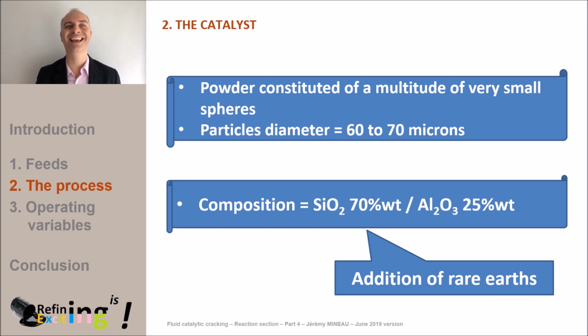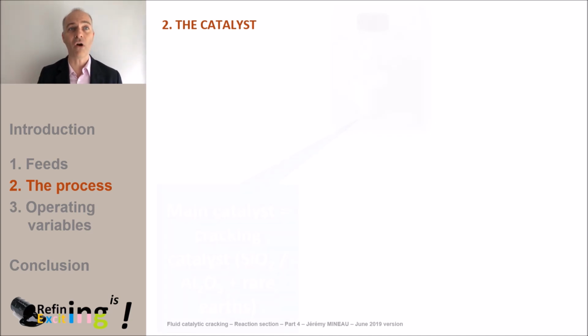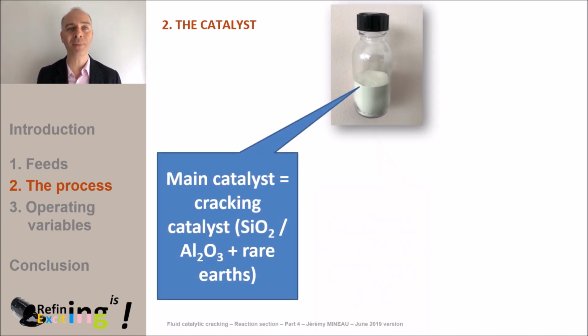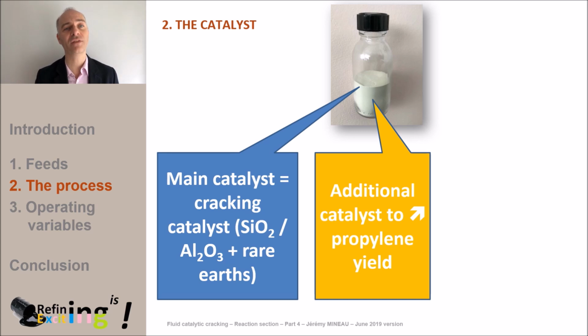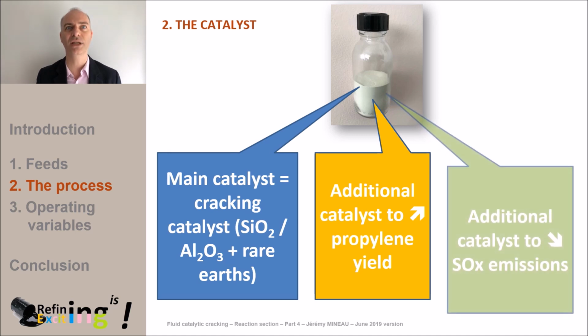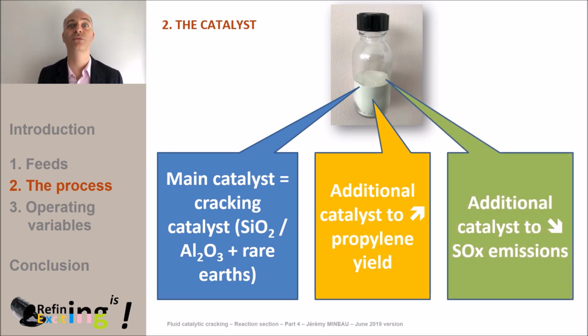On top of this main cracking catalyst, additional catalysts are often added. For example, catalysts to increase the yield of propylene are added. This allows to increase the economical profitability of the unit. DeSOx catalysts are also considered to capture SOx. This catalyst prevents SOx from being found in the regenerator flue gas. For memory, these flue gases are released to the atmosphere, so DeSOx catalyst reduces the SOx emissions. We will see later in the process that this catalyst is recycled.